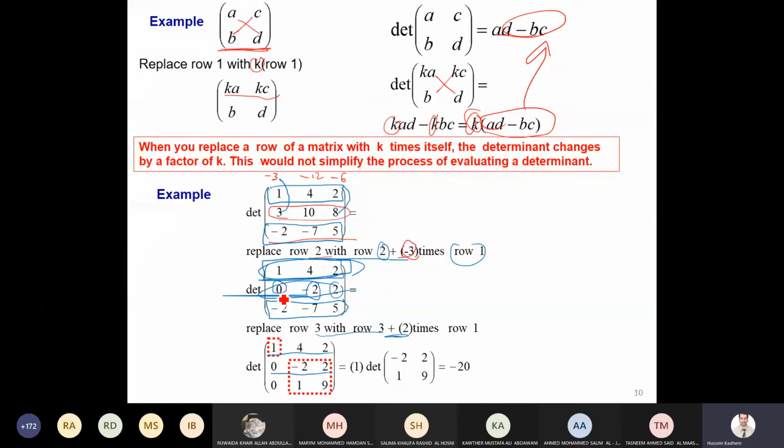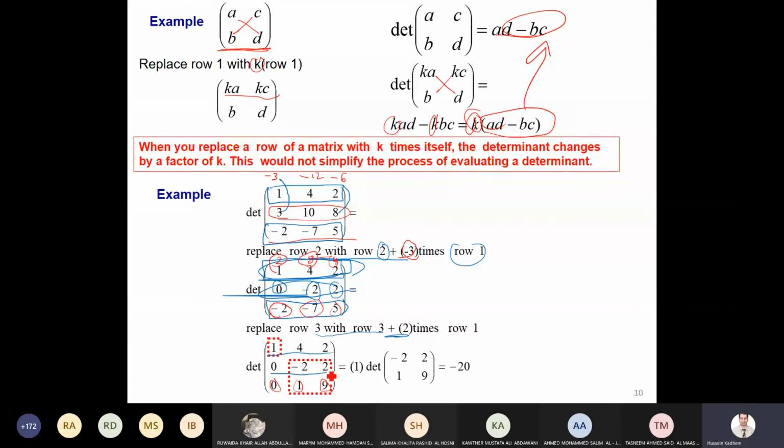So I will take row number 1 two times. It means 2 by 1, 2; 2 by 4, 8; 2 by 2, 4. Okay, row number 3 will be minus 2 plus 2, 0. Minus 7 plus 8, 1. 5 plus 4, 9.